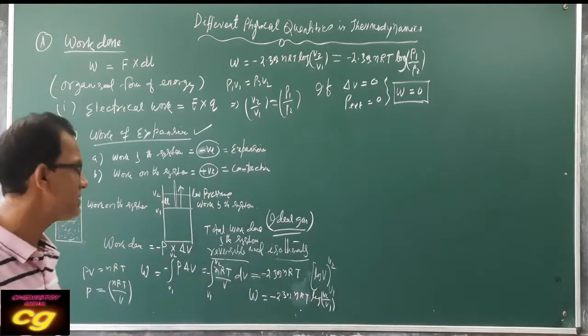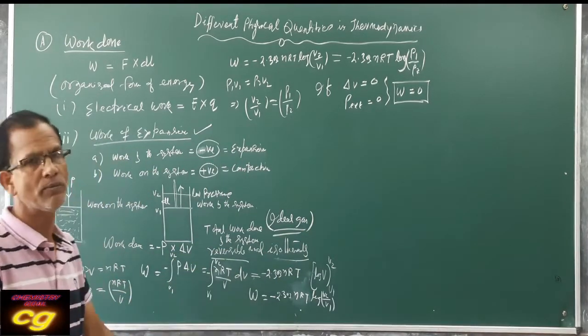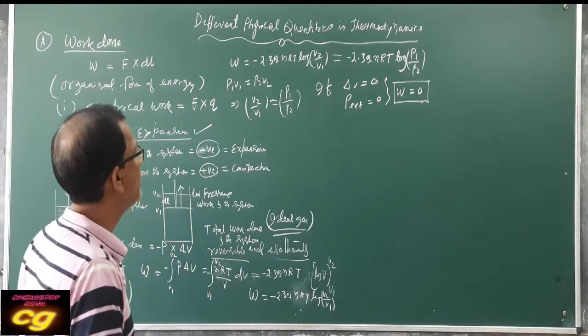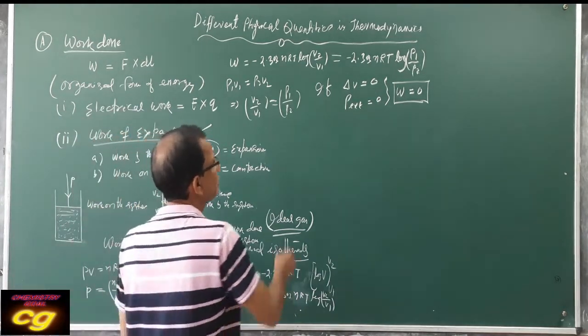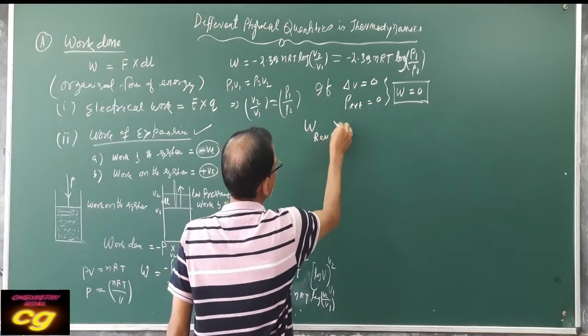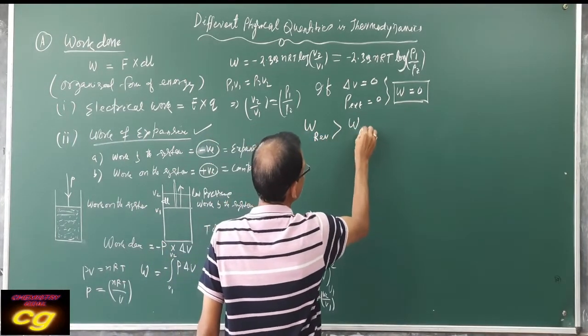Expansion of ideal gas reversibly and isothermally. This is the work done. So this work done is called reversible work done. But one thing remember, work done reversibly is always greater than work done irreversibly.